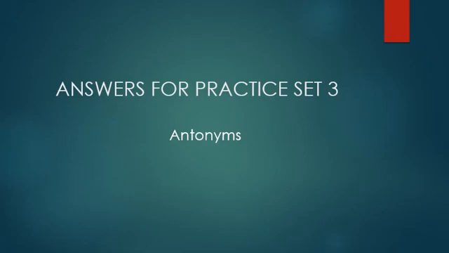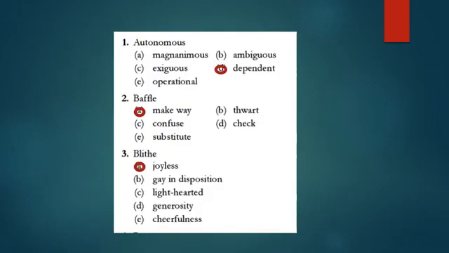Now let us see the answers for practice set number 3 on antonyms. Answer for the first one, autonomous. The antonym will be dependent, because exiguous means very small in size, magnanimous means very generous, and ambiguous means not very clear.